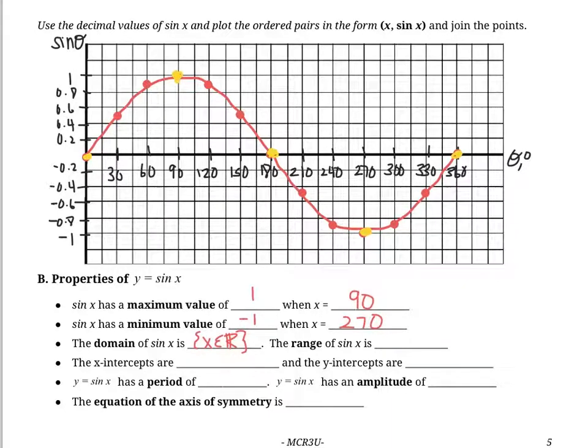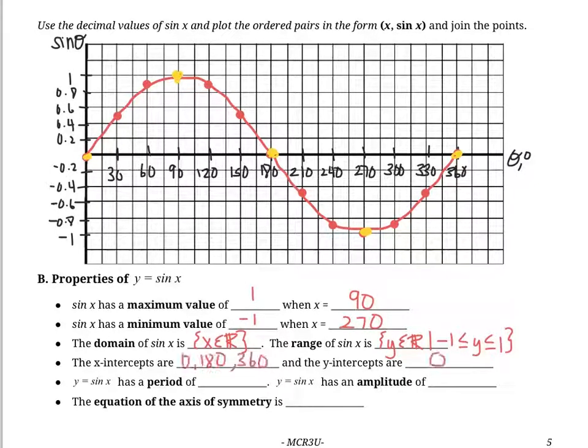Now let's take a look at our range. We can see that the maximum value of our y is 1 and our minimum value is -1. Since this is periodic, the y values are going to continue to repeat, bouncing in between 1 and -1. So we can write the range as y is an element of R such that -1 is less than or equal to y is less than or equal to 1, which means y can take on only values between -1 and 1, and it can be equal to -1 and 1.